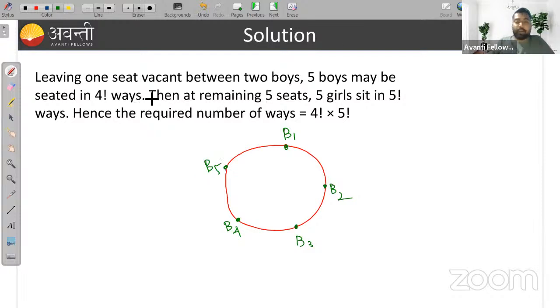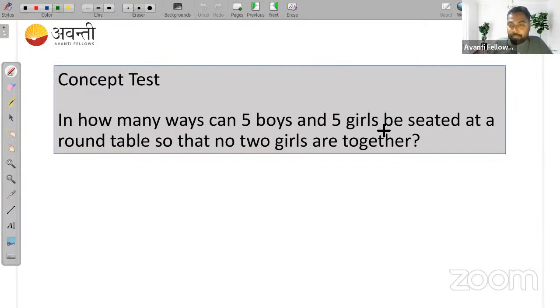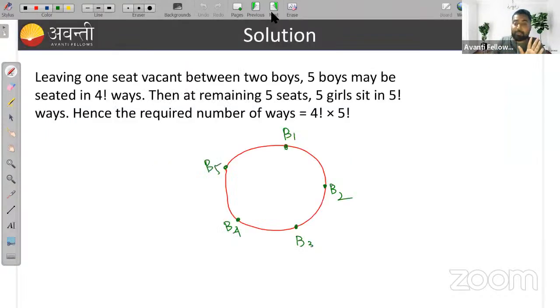And we need to seat 5 girls at a round table so that no 2 girls are together. That means in between 2 girls there must be a boy, right? So what is the way? How many gaps do we have here? One gap, 1, 2, 3, 4, 5. So we have 5 places and we need to place 5 girls in 5 places. In how many ways can we arrange them? In 5 factorial ways.